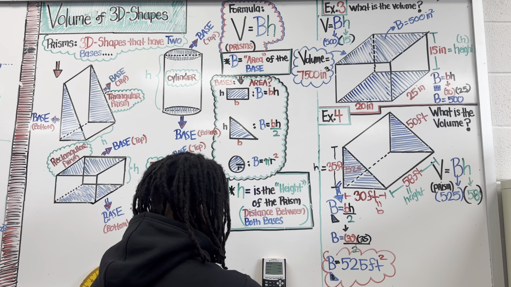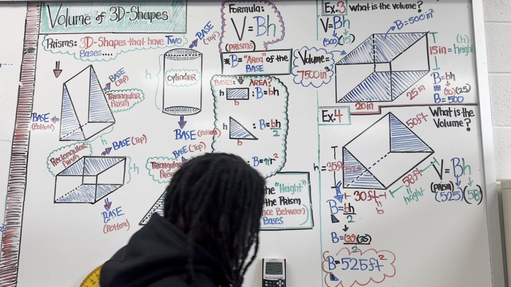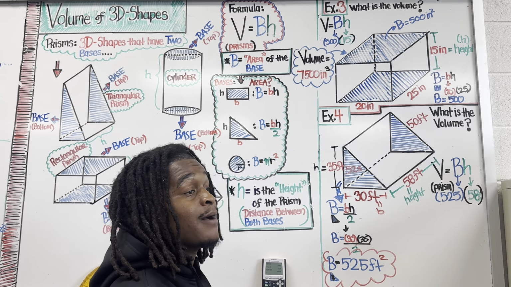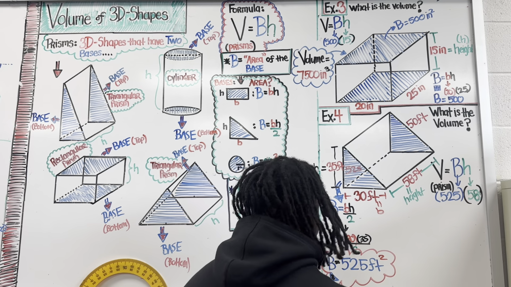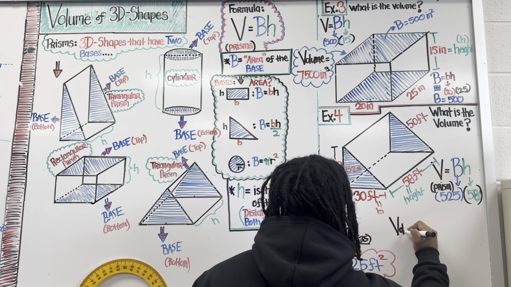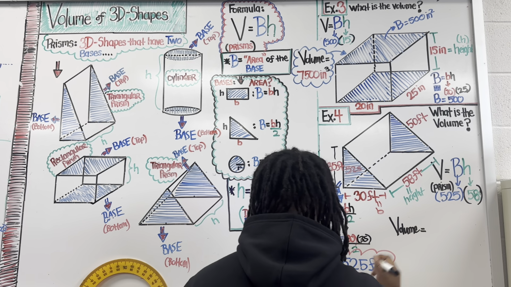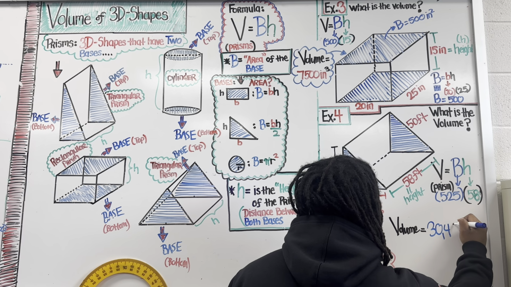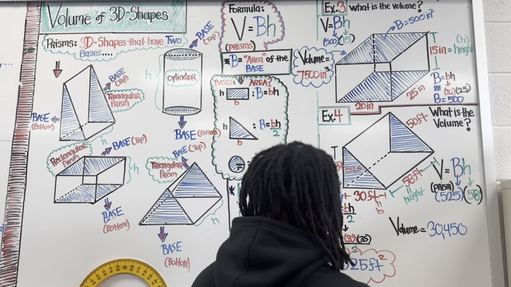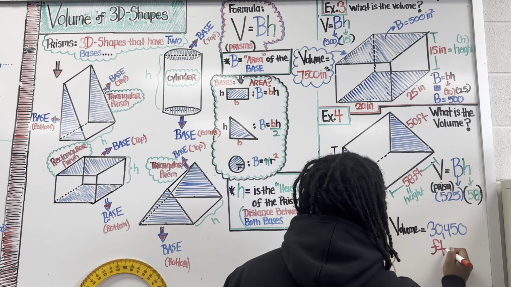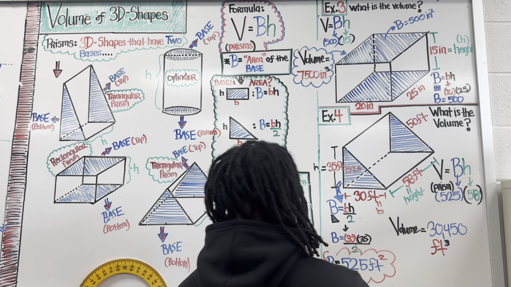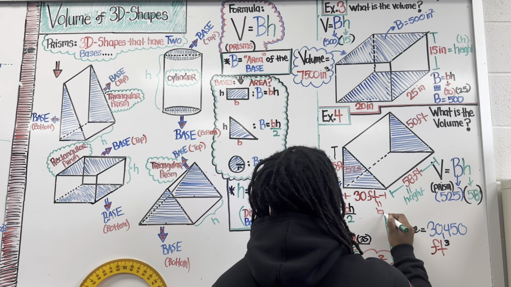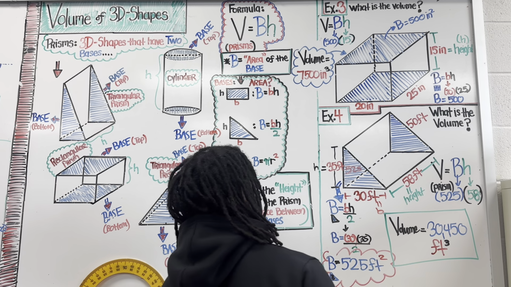So 525 times 58 feet is 30,450. So that is the volume, guys. That is the capacity inside that can be filled up, okay? So the volume is 30,450, and since we're dealing with 3D, cubic feet. Feet to the third power. Cubic feet, okay? 30,450 cubic feet. This is our final answer, and this is the volume of this triangular prism, all right?